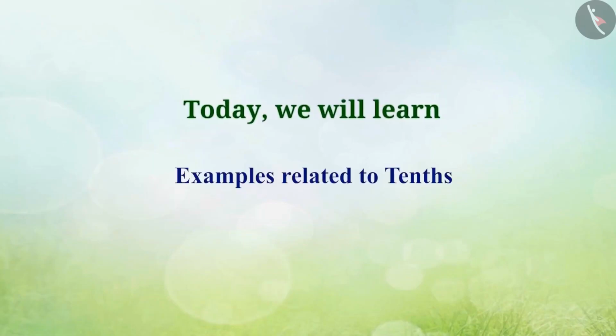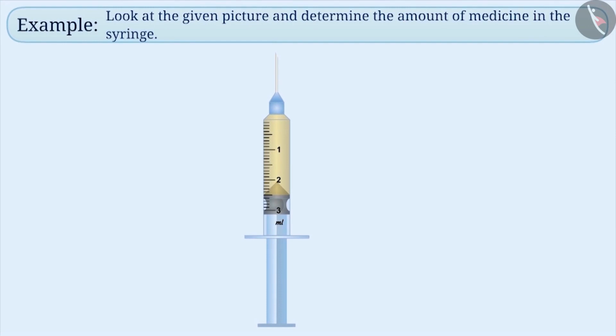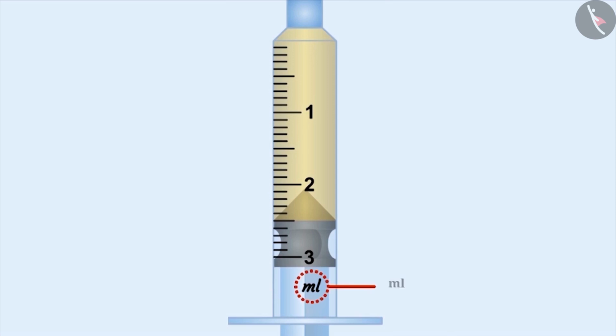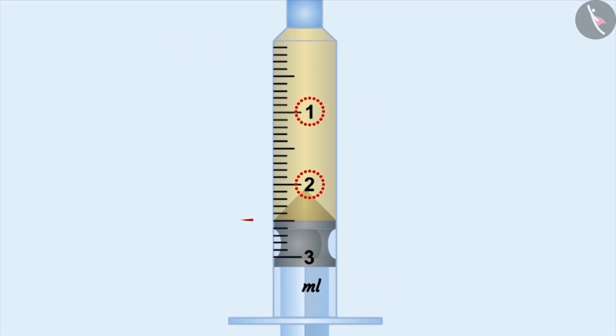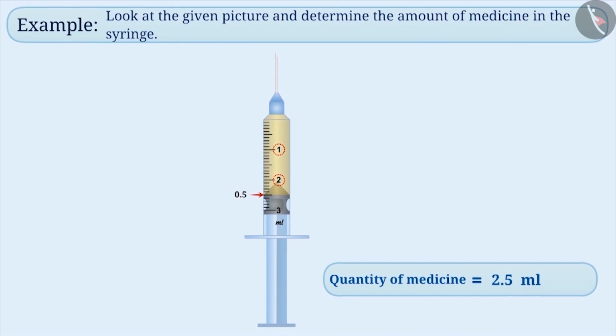Today, we will learn examples related to tenths. By looking at the given picture, can you find out the amount of medicine in the syringe? As we can see here, the scale on the syringe is marked in milliliters. That means the quantity of medicine present till here can be said to be 1 milliliter. You can also see that each milliliter is divided into 10 equal parts. Therefore, 1 part of the milliliter is equal to 1/10 ml. Since there are 2 whole and 5 tenths, the amount of medicine in the syringe will be 2.5 ml.